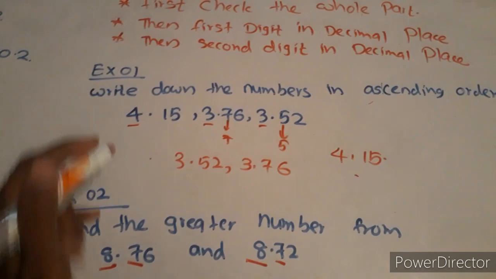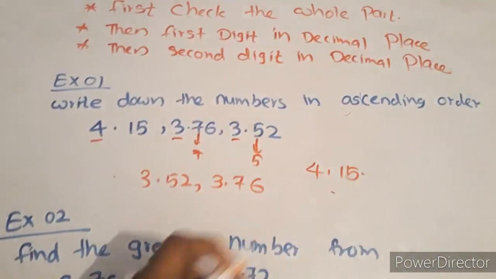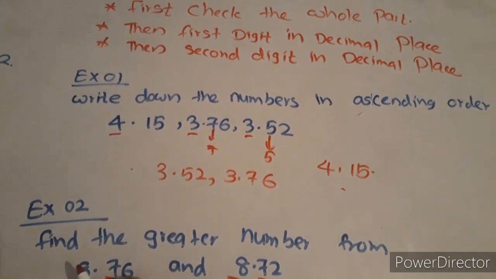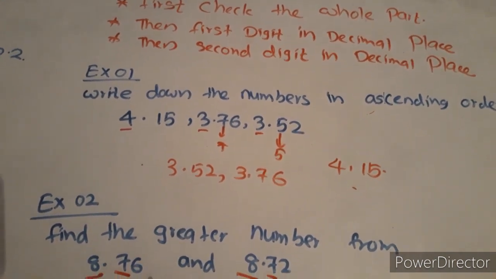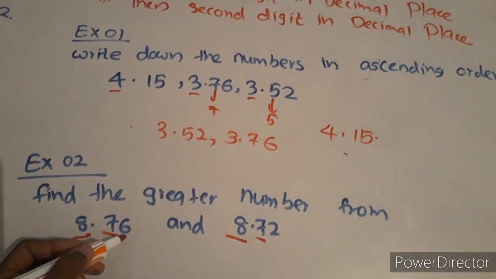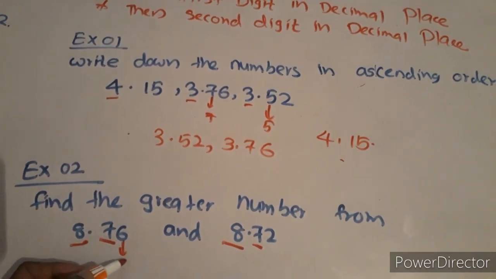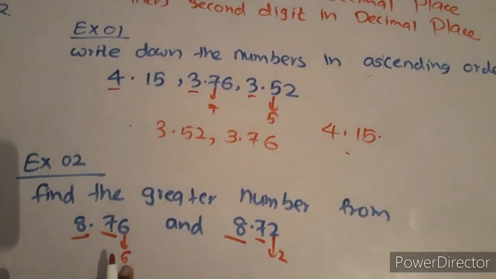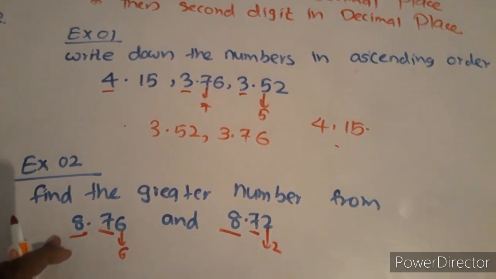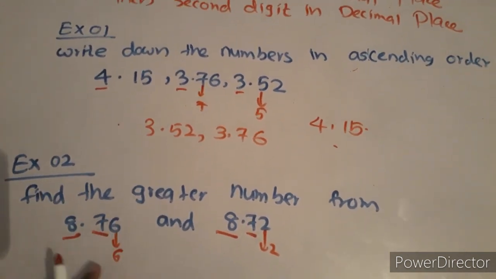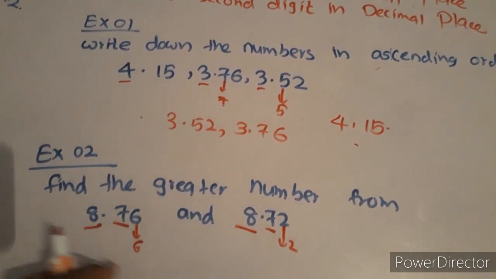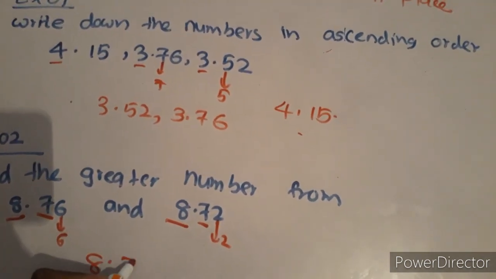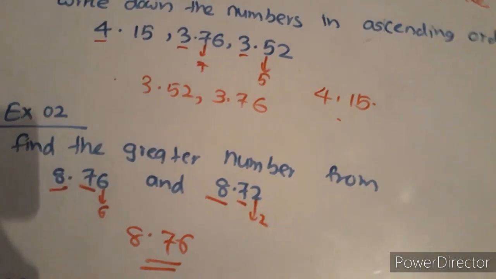Then we have to move on to the second digit in the decimal place. We have to check which number is greatest. So here the second digit is 6, here 2. What is the greatest? 6. So what is the greater number? This one. The second digit is greater in this number, so this number will be the greatest number. So the answer is 8.76.